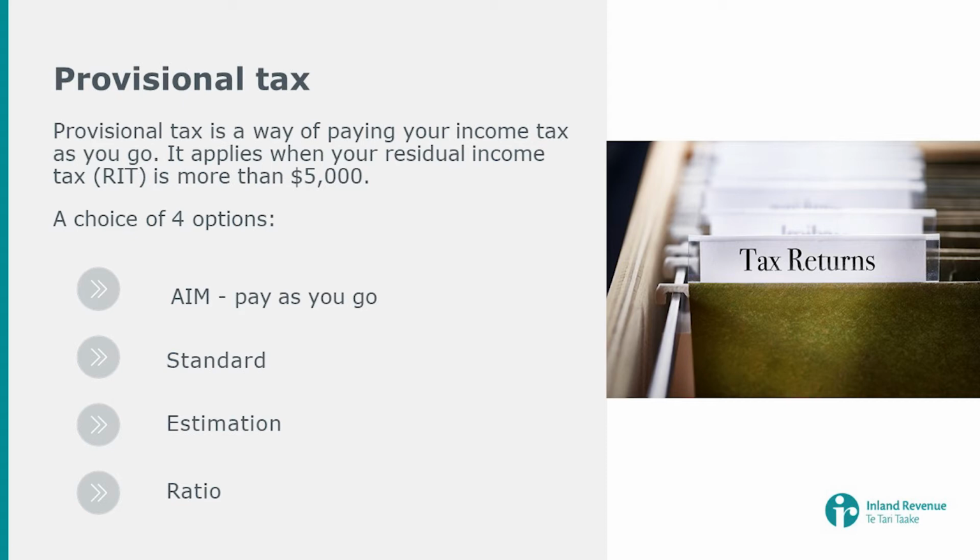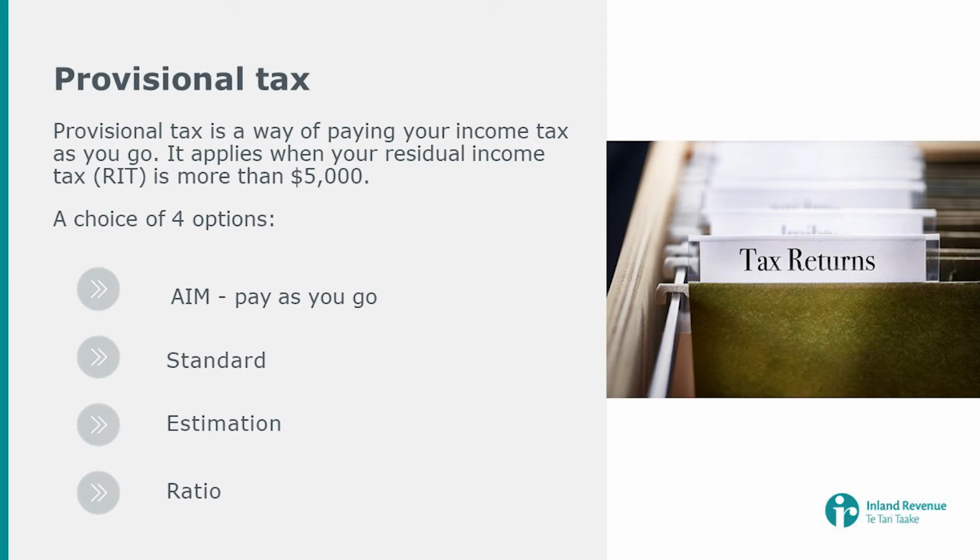AIM, or the accounting income method, is a pay-as-you-go option and can be done through certain software. The standard option, which is what we'll focus on today, and there is the estimation option, where you can estimate what you think your tax bill will be and pay instalments based on your estimate. These can be especially useful if you had a great prior year, but you expect this year's profits to be much less. Be aware there may be penalties and interest if your estimate is lower than your end-of-year bill.